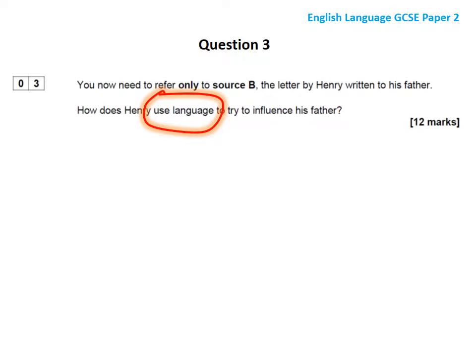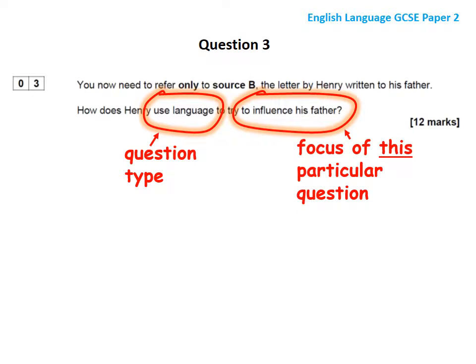So use language is important to influence your father. Use language is the question type. This question will always focus on how language is used. To influence his father is the focus of this particular question. So that second part will change depending on the text that they've given you.